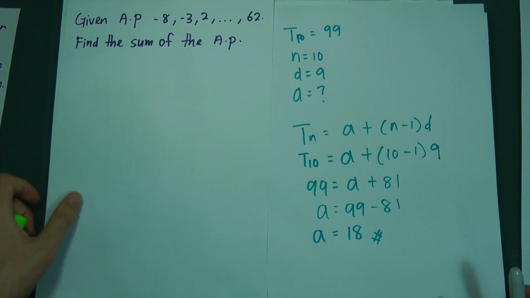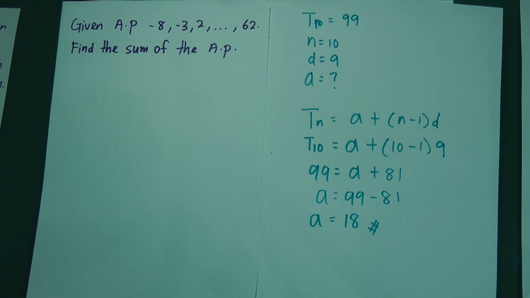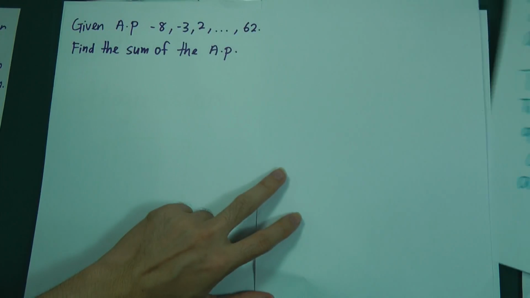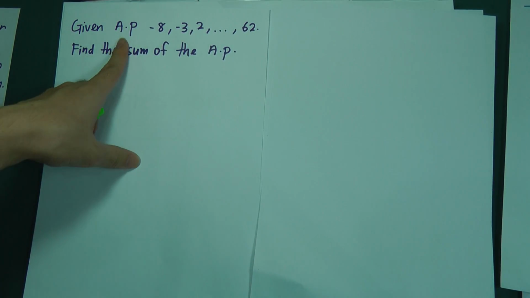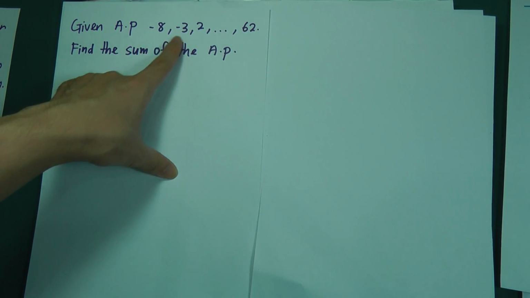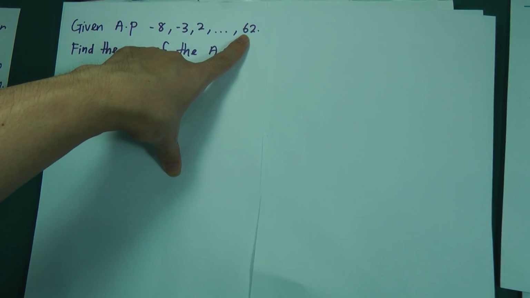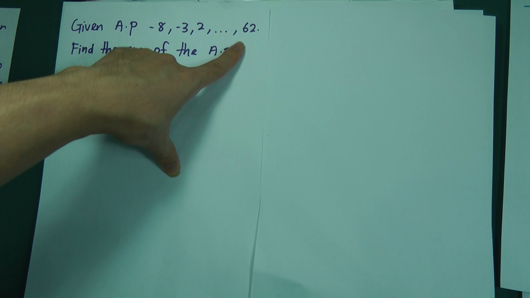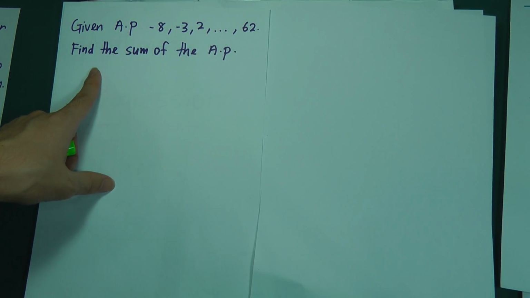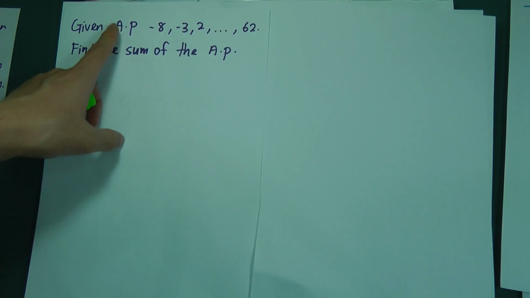Same thing over here. In this example, it is given that the AP, which stands for arithmetic progression, is negative 8, negative 3, 2, and so on, and the last term over here is 82. This one gives you the last term. So he asks you to find the sum of the AP, meaning the sum of all this arithmetic progression.